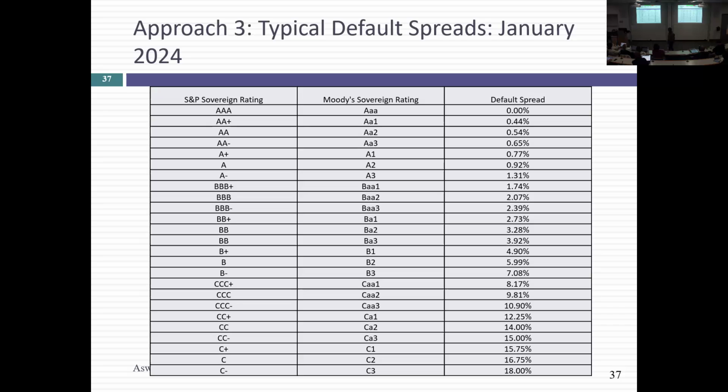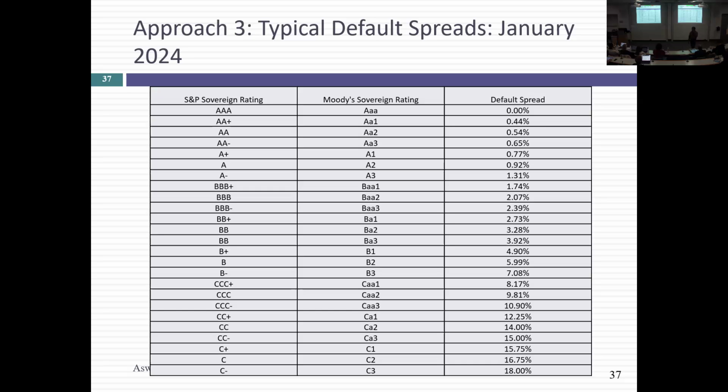Brazil has a Ba2 rating. It's a country that slid in the ratings. It's gone in the opposite direction from India. It was Baa3 a decade ago. It's now down to Ba2. This is my lookup table based on rated countries and spreads I can observe. A typical Ba2 rated country has a default spread of 3.28%.